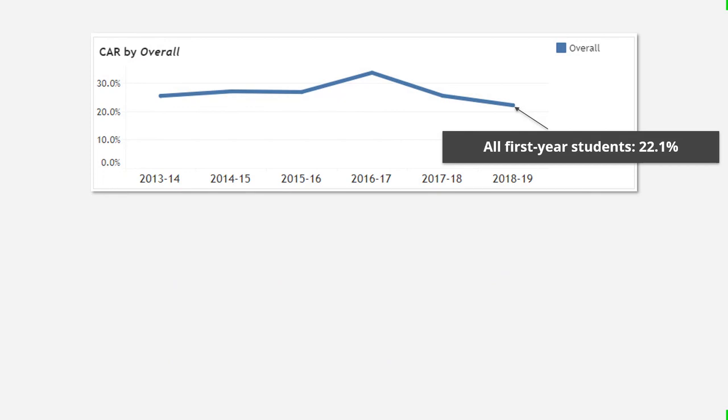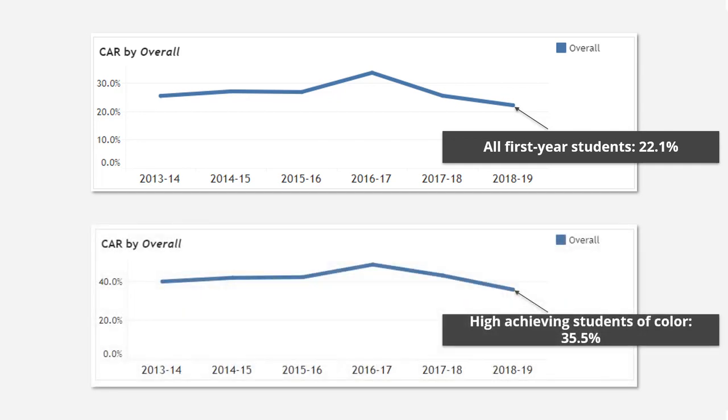Here, we show the percentage of the student cohort who met the credit threshold in their first year of college. In 2018-19, that percentage was 22.1%. Now, let's add two filters to these data. First, we will add the race and ethnicity filter and select Asian, Black or African American, and Hispanic students. Then, we will add the GPA range filter and select GPA ranges 3 to 3.5, 3.5 to 4.0, and 4.0 to 4.5. This line chart shows the percentage of high-achieving students of color who met the credit threshold in their first year of college. In 2018-19, that percentage was 35.5%, which is over 13 percentage points higher than all first-year students.